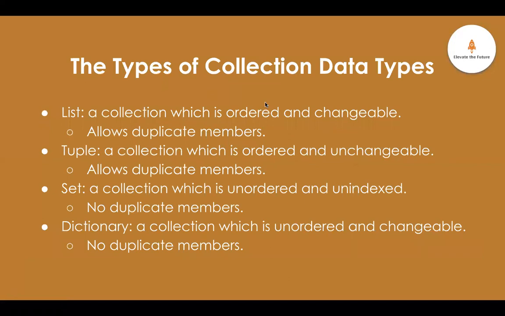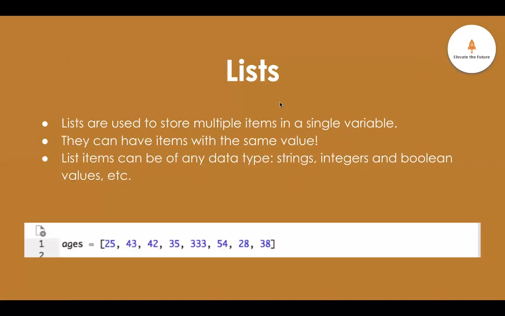Here is the collection of data types. A list is not the only way we can store multiple values in a single variable. A list is a collection which is ordered and changeable, and it allows duplicate members. So here you can have two people who are 25 years old and it wouldn't cause a problem. And each of these is ordered, so 25 is at index 0, 43 is at index 1, 42 is at index 2, and so on.